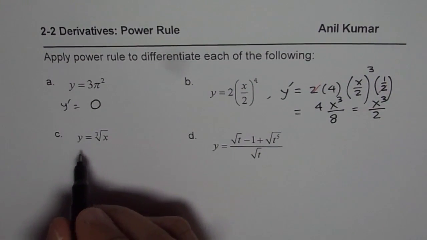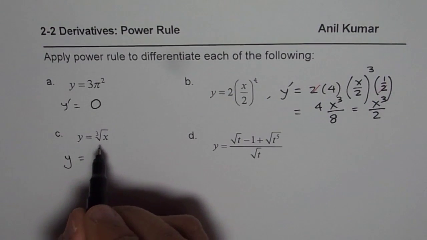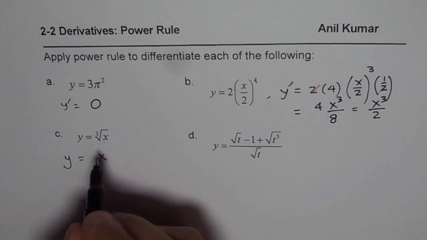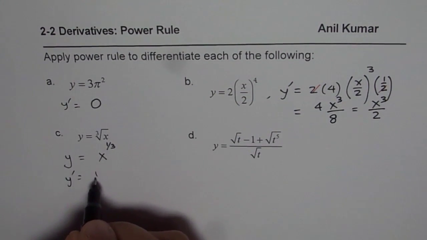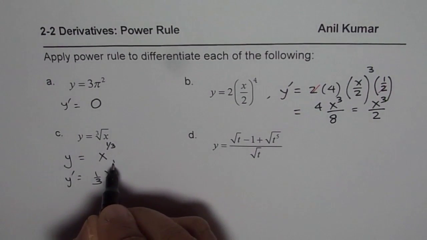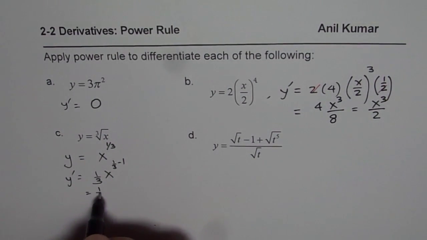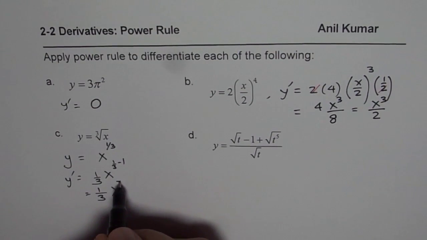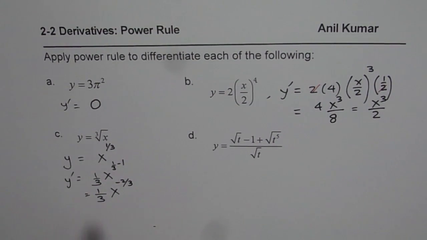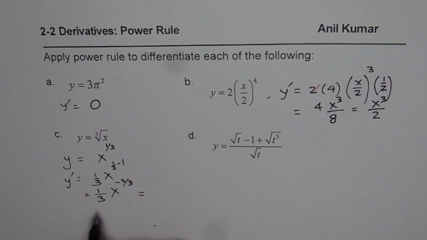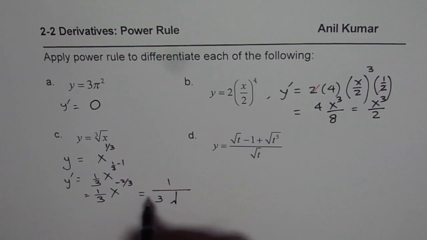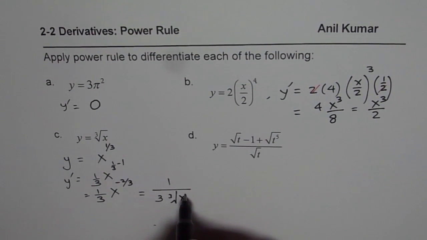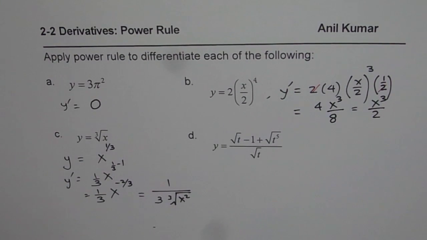Now let's look into part C. y equals, sometimes it is better to write it in the form of exponents, x to the power of 1 over 3. Then y dash will be 1 over 3 x to the power of 1 over 3 minus 1, and that gives you x to the power of minus 2 over 3. Now it is good practice to always write this with positive exponents. So you will write the answer as 1 over 3, and here we have the cube root of x with square. So that is how you could write it. Perfect.